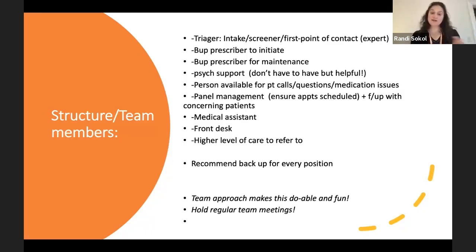Again, having medical assistant, front desk, and then having a higher level of care that you can refer patients to. I do recommend that if you develop a team of people who are doing this work, to have a backup for every position. But again, everybody who's been doing this work, really as a team, we look forward to it. This is like the highlight of our week, and taking a team approach can make this feel very doable when this is usually a highly psychosocially complex patient population. We have regular meetings, we talk about patients, we divvy up work. It feels like a team sport.